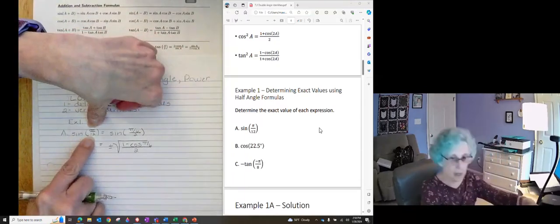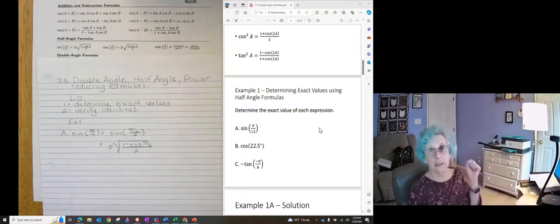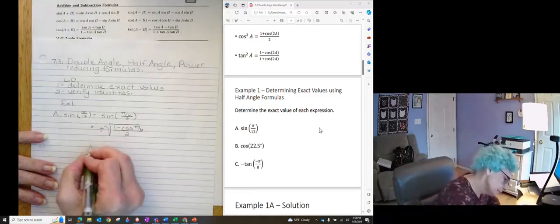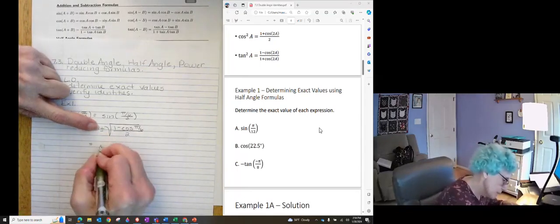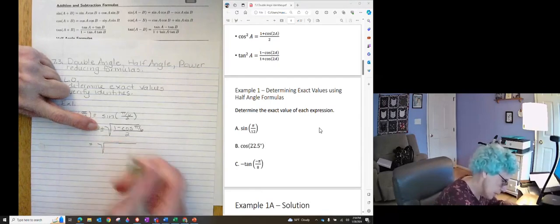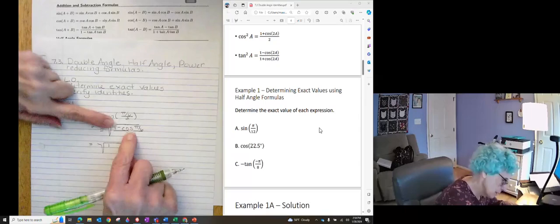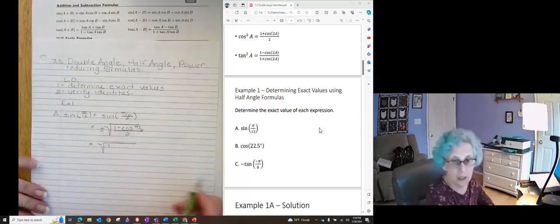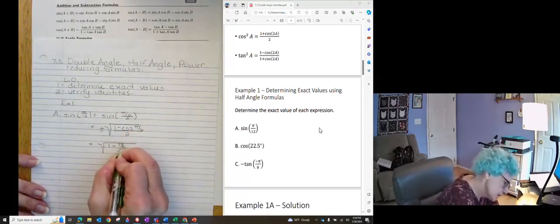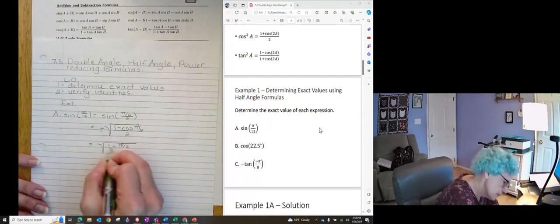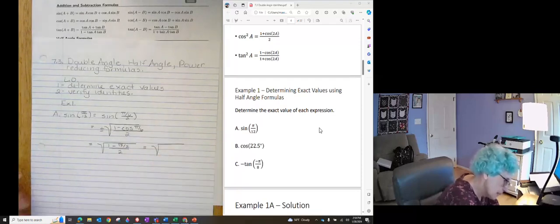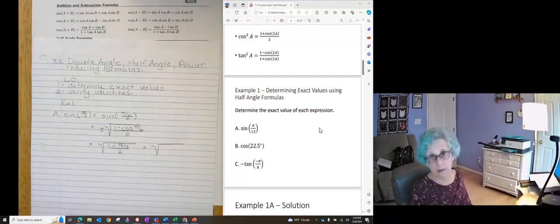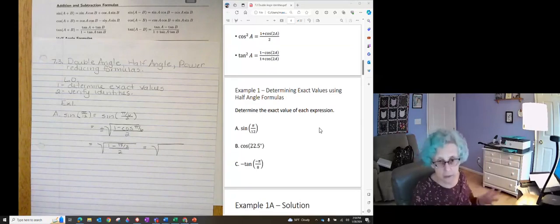Now, pi over 12 lives in quadrant number 1, so we know this means it's going to be positive. So it's going to be positive square root of 1 minus cosine of pi over 6, the square root of 3 over 2, divided by 2. Now you're going to have a radical inside of a radical. I know it's ugly, make peace with it, it's okay.